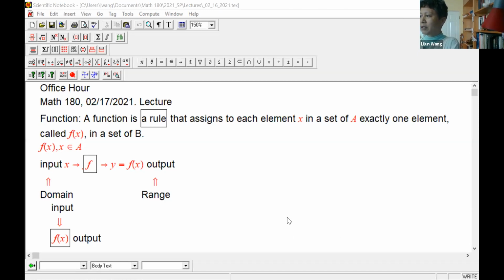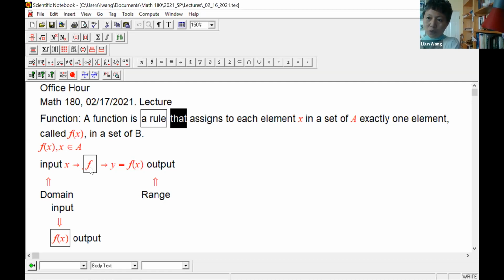So let's look at the definition one more time. A function is a rule. So whatever we call a function is actually a rule, right? A function is a rule. What does this rule do? After the rule enters the specifics, a description of what kind of rule will be qualified as a function.